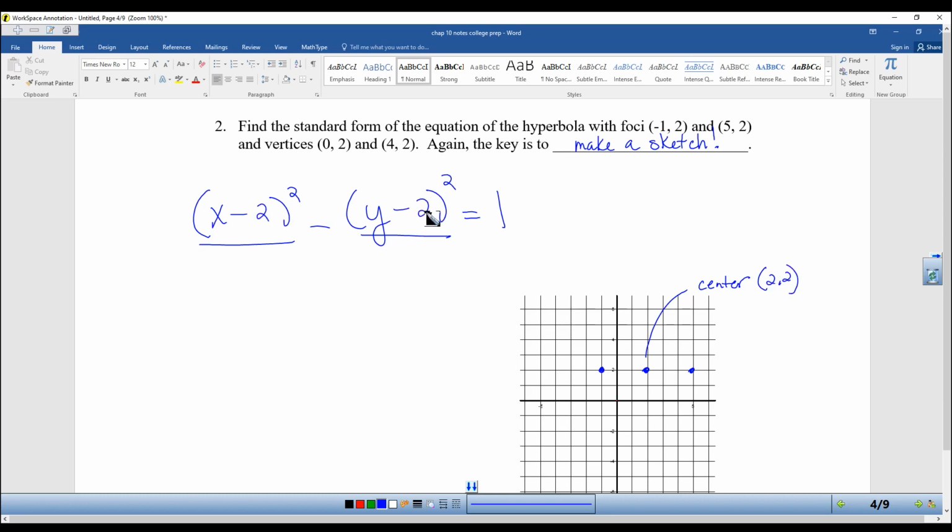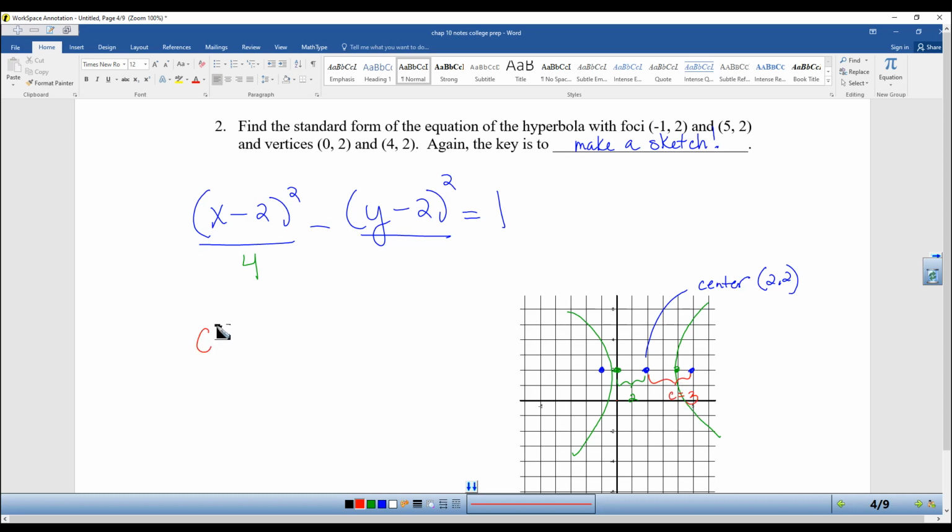And then my vertices are at 0, 2, and 4, 2. So now I could actually draw them if I wanted to. It looks something like that. Why do they have to give that to me? Because that's what gives me the distance from the center in the x direction, which is 2. So the number that goes underneath is 4. My c is the distance from the center to the foci, so my c is equal to 3.